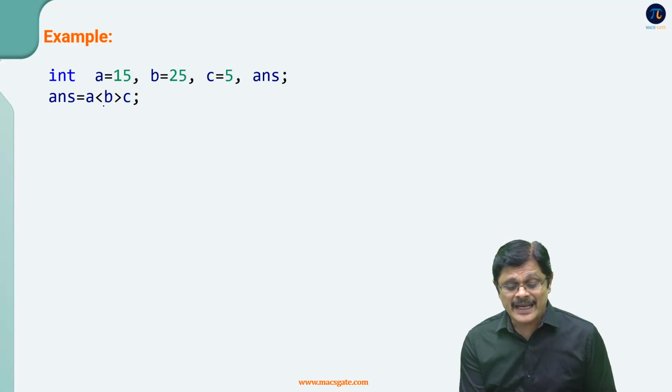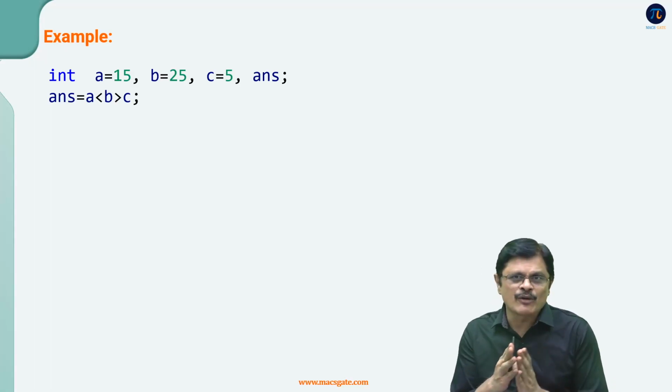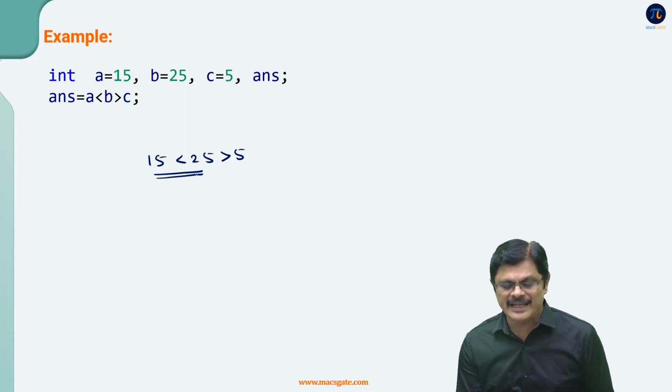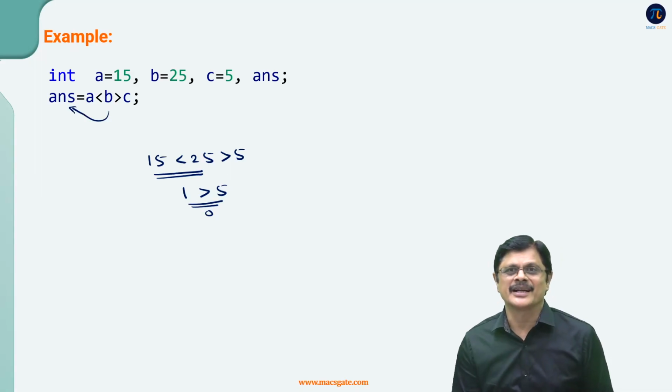Now look here, a < b > c. See whether less than or greater than, left to right. They have equal precedence, but they are left to right associative. a < b > c. First we compare 15 with 25. 15 < 25, true, 1. Now 1 > 5, false, 0. So 0 is returned to answer. That is, answer is 0.